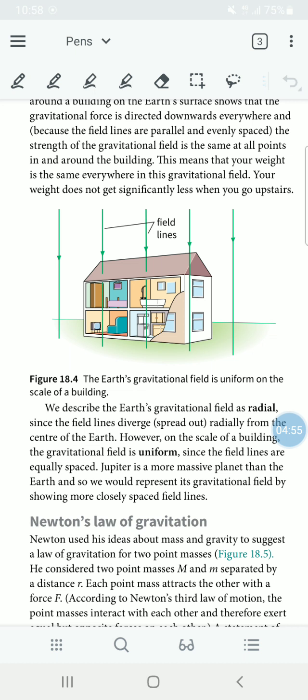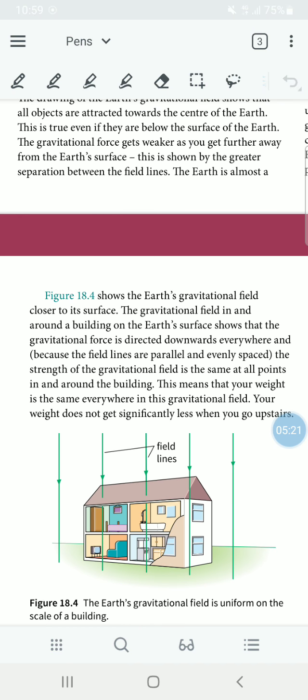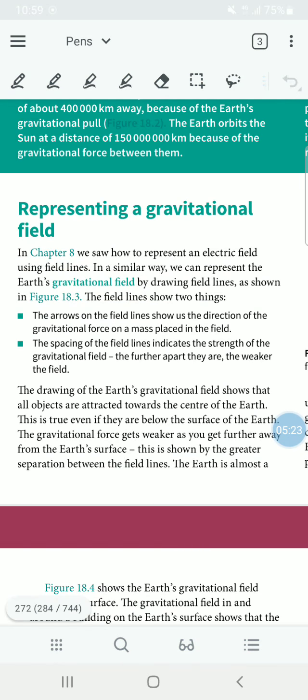If you take a planet such as Jupiter, it is huge, it is massive compared to the Earth. There the field lines would be much closer, because the larger the object, the higher the gravitational field strength. So as a result, we will have to show them quite close to one another. Right, let's write down a note.